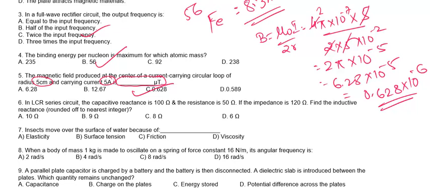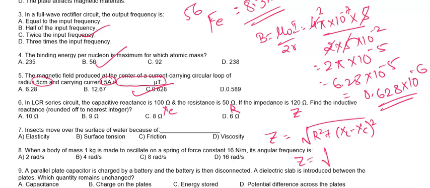In an LCR series circuit, the capacitive reactance is 100 ohm. So capacitive reactance में XC का value दिया है. The resistance is given as 50 ohm. The impedance is given as 120. Find the inductive reactance rounded off to the nearest integer. So we know that Z equal to root of R square plus XL minus XC the whole square. So substitute the value. Z का value दिया है 120. So 120 equal to root of R का value 50 square plus XL minus XC the whole square.